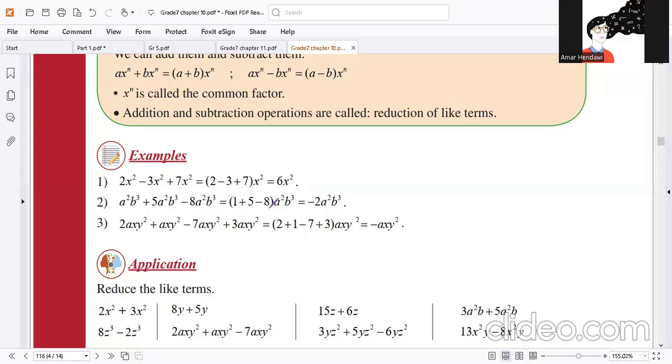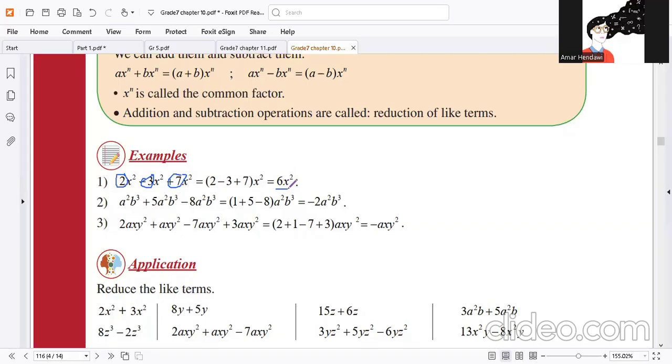This means how we add these like monomials. We have 2 minus 3 plus 7. We add the numbers and we keep the literal part. So 2 minus 3 is minus 1, plus 7 is 6. So the answer is 6x squared. Why do we write x squared? Because the literal part remains the same, which is x squared.